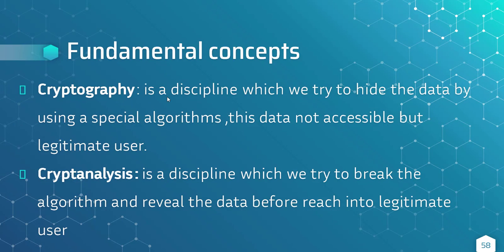Cryptography is a discipline in which we try to hide the data by using special algorithms. This data is not accessible except by a legitimate user. Cryptanalysis is the opposite of cryptography. It is a discipline in which we try to break the algorithm and reveal the data before it reaches the legitimate user.